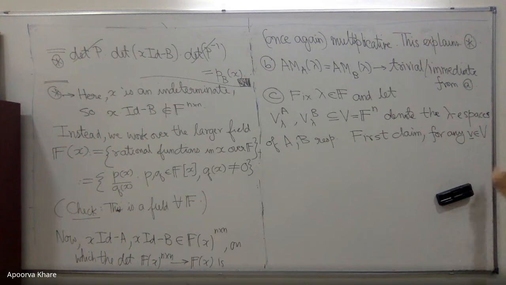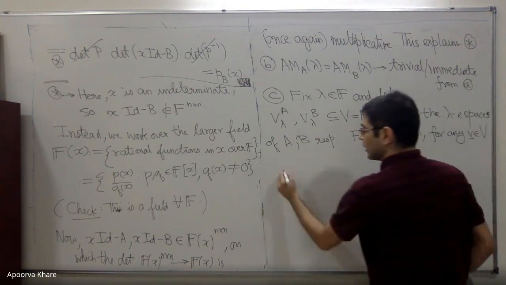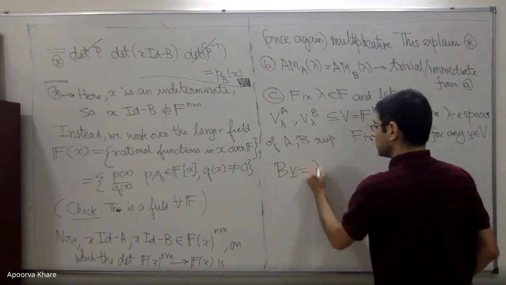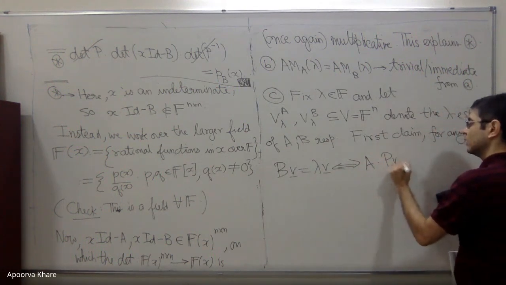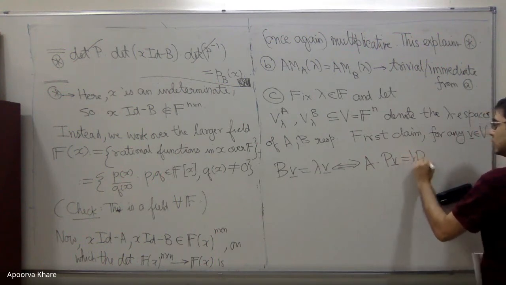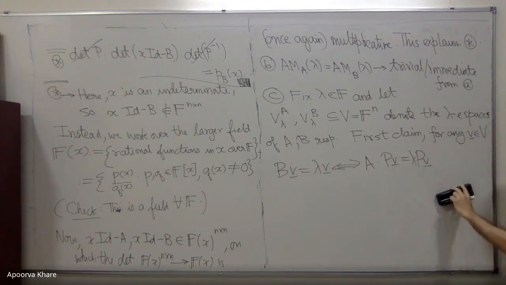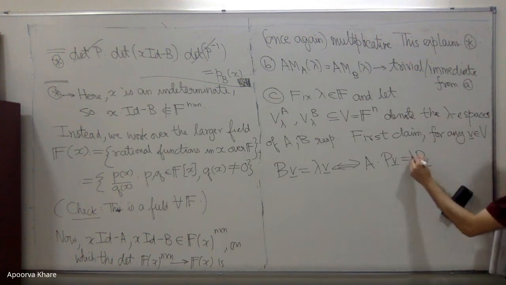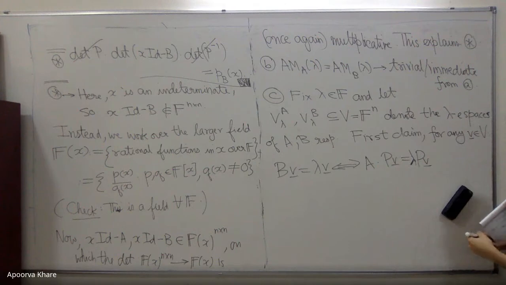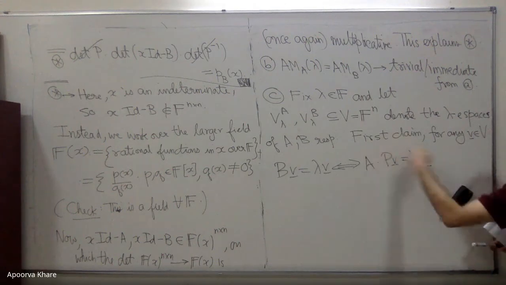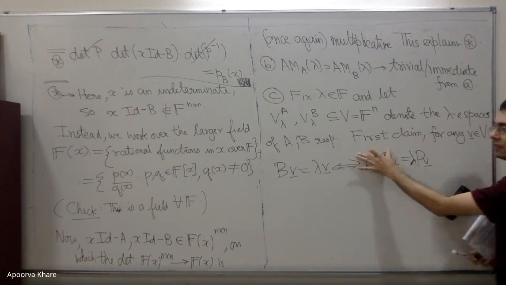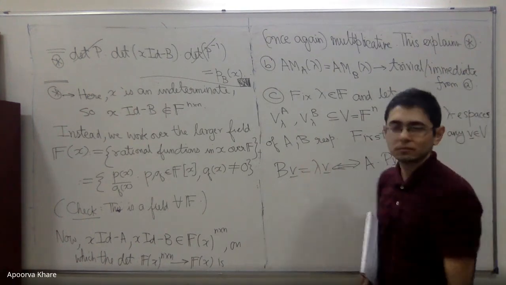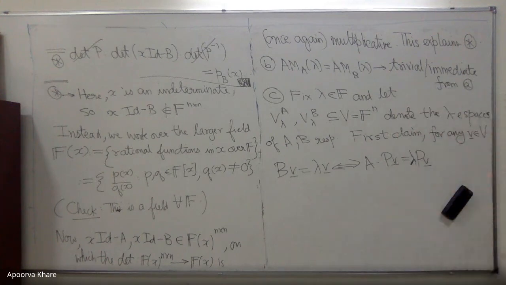First claim: for any vector v in F^n, Bv equals lambda v if and only if A times Pv equals lambda times Pv. And that is pretty trivial. Why is it trivial? Because A times Pv equals lambda Pv if and only if P inverse AP of v equals lambda v. But P inverse AP is precisely B because B equals P inverse AP.